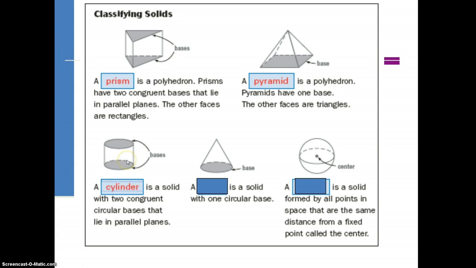Next one is a cylinder, two circular bases, different than a cone because a cone has one. And then you have a center point, which is a sphere, where all points are the same distance from a fixed point called the center.